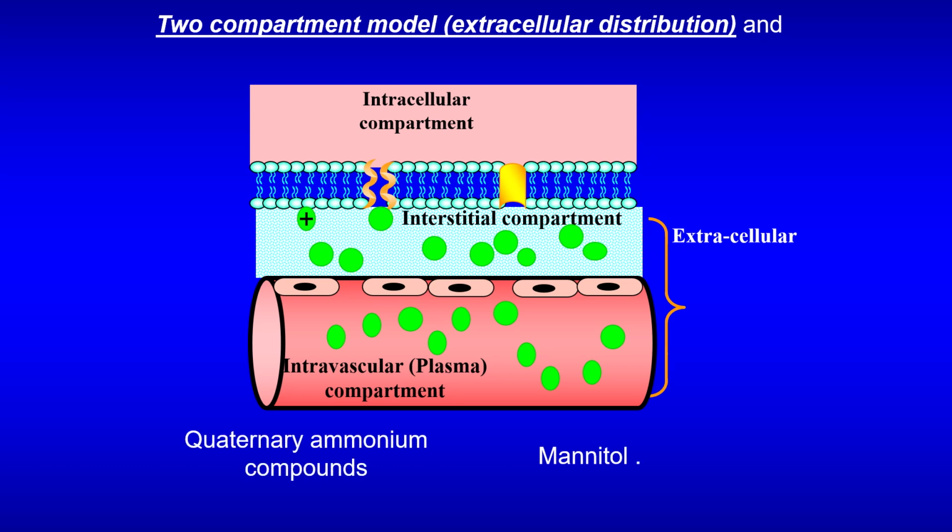Let's explore the two-compartment model, focusing on extracellular distribution. In this model, drugs like quaternary ammonium compounds and mannitol are distributed between the intravascular compartment, where they circulate in the plasma, and the interstitial compartment, which is part of the extracellular space. These drugs do not enter the intracellular compartment, highlighting their extracellular activity.